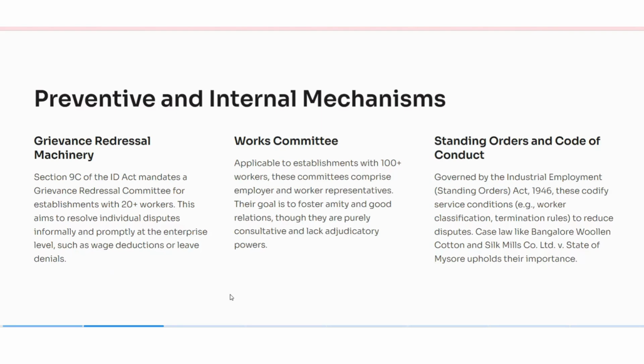Standing orders and code of conduct governed by Industrial Employment Standing Order Act 1946. These codify service conditions, for example, worker classification, termination rules to reduce disputes. Case laws like Bangalore Woolen Cotton and Silk Mill Company versus the state of Mysore upholds their importance.